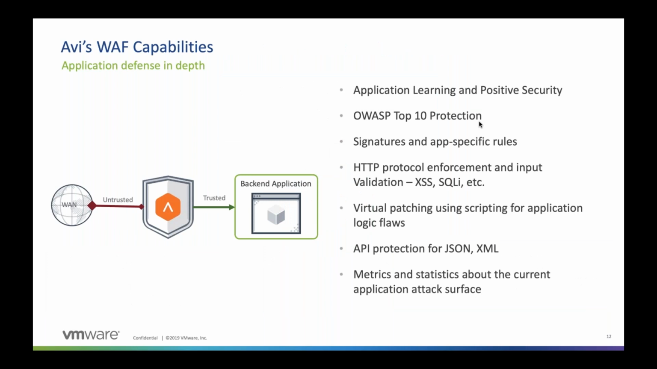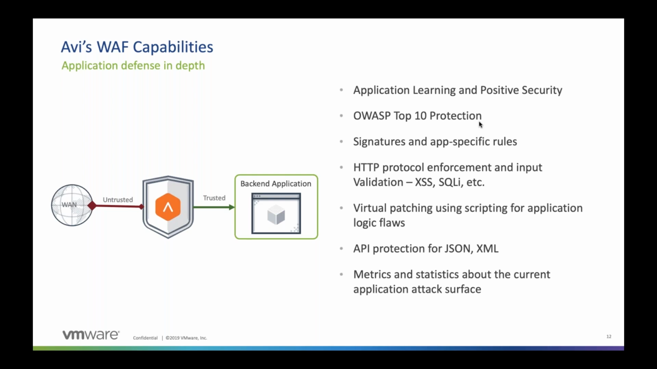So if we look at the capabilities of the application firewall here, you will see that all the features that you would expect from an application firewall are there. I already mentioned application learning and positive security already. Then the OWASP top 10 protection signatures are there. There are also app-specific rules. Every application firewall does HTTP protocol enforcement to actually lower the attack surface that's on board, and input validation, of course, for the standard web attacks like cross-site scripting and SQL injection as well.